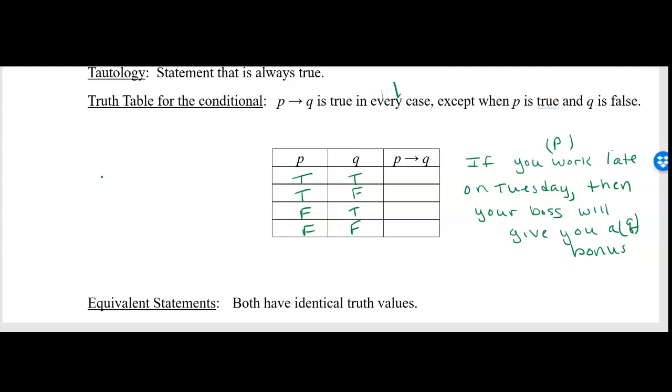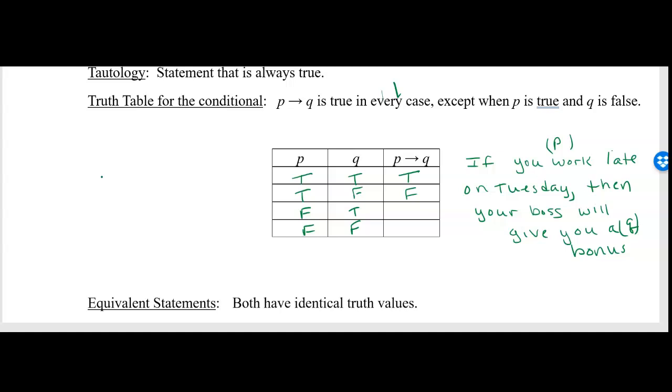This is saying true and true. So you did work late and your boss gave you a bonus. Well, yeah, that's going to be true. He upheld the promise. Look at this one. This is saying the first was true, the second was false, meaning it didn't happen. That means you did work late on Tuesday, but your boss didn't give you a bonus. But the whole condition was if you worked late, he would give you the bonus. That makes this false.